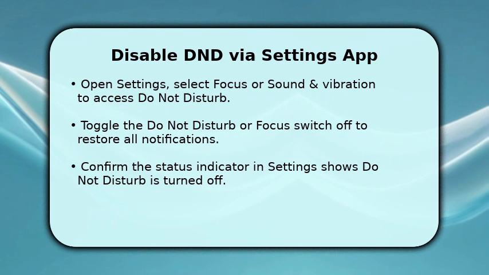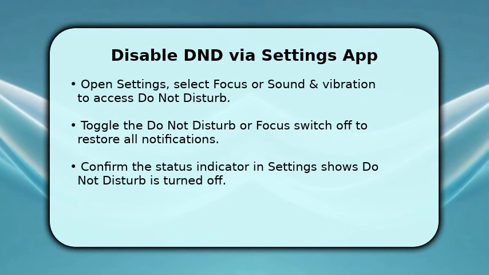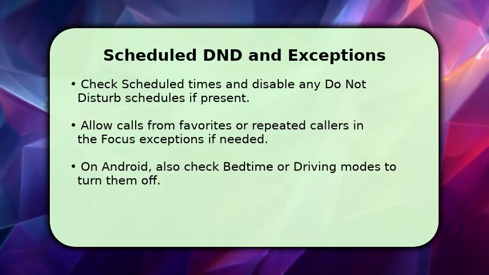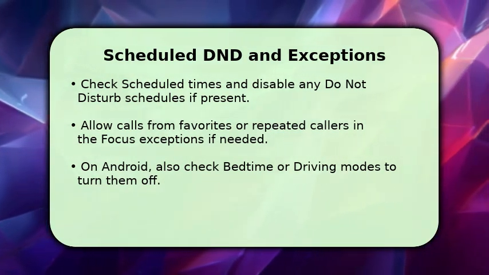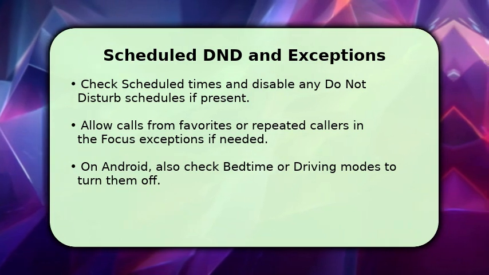If notifications still do not arrive, return to Focus or Do Not Disturb settings. Look for scheduled options and disable any active schedules or bedtime rules. Also review exceptions to allow calls from favorites and repeated callers when needed.